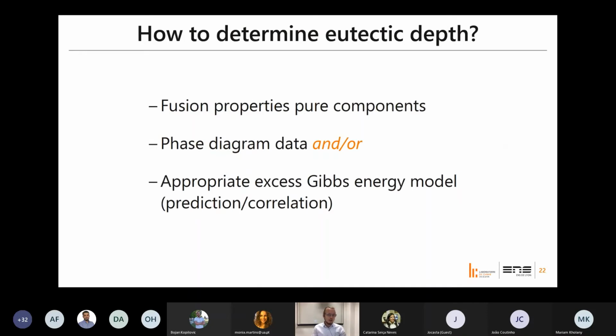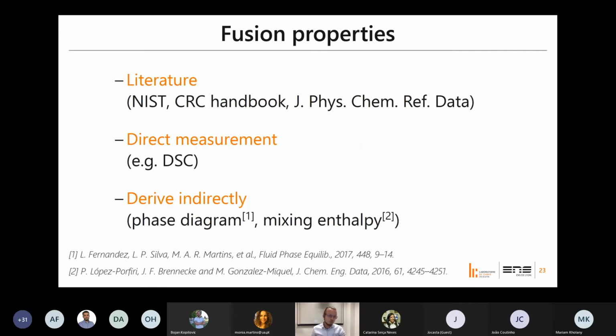So all fun and games. We know now how to define this deep eutectic, but we should also be able to measure it. And in order to determine the depth of the eutectic as compared to the ideal eutectic, we need some information of the mixture, of course. First of all, the fusion properties of the pure components, which normally can be found in literature. And here are some suggested sources, but also if you measure them directly in the lab. And I always like to do that because it's not said that the components that you have in the lab are as pure as the ones in literature or the other way around.